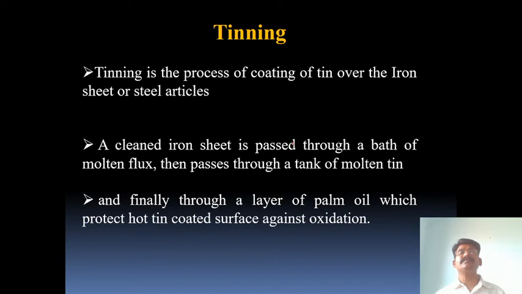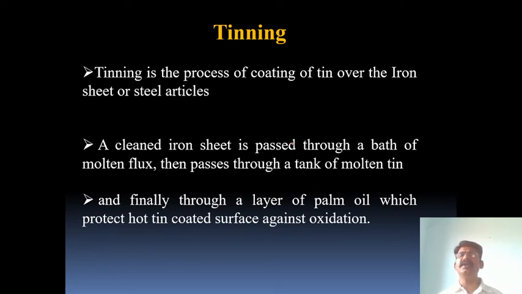Tinning means you have to use the tin metal. Tinning is the process of coating tin over the iron sheet. In galvanizing, zinc is coated. Here the tin is coated on the surface of the iron sheet or steel.